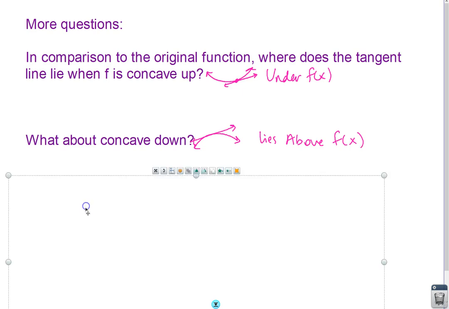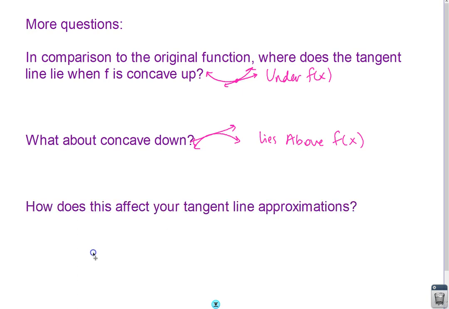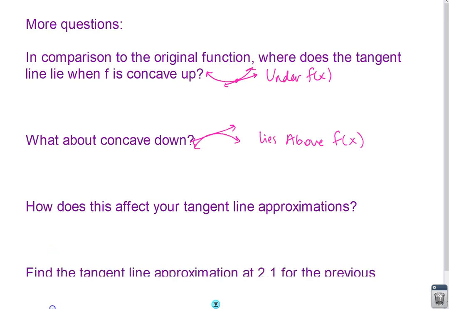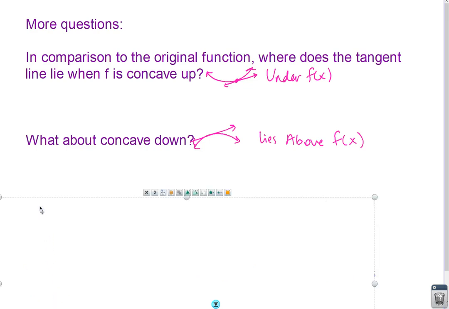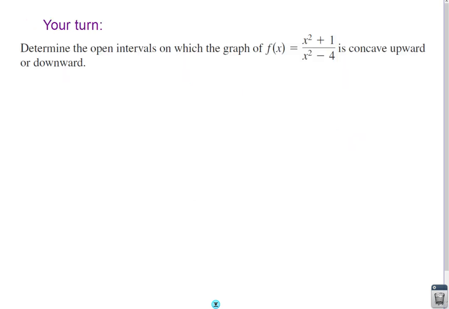Okay? I found the box. How does this affect tangent line approximations? We actually, I think, have not done those yet because I reordered things from last year to this year, and I'm realizing that at this moment. So you know what? We're just going to say, hey, the tangent line lies above or below depending on concave up, concave down. Sound cool? Great, wonderful. Let's keep on going here.